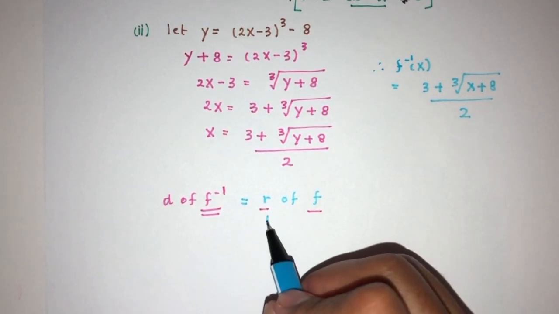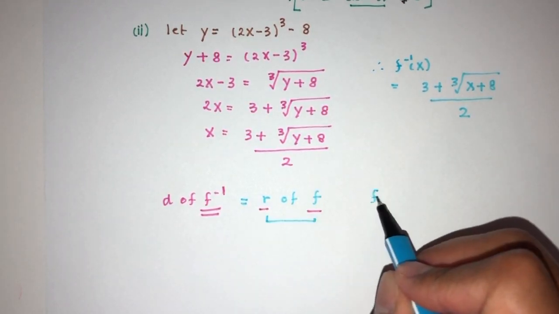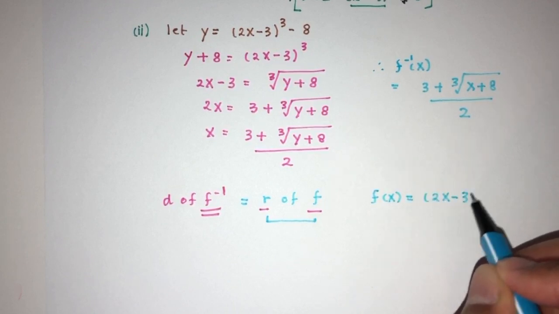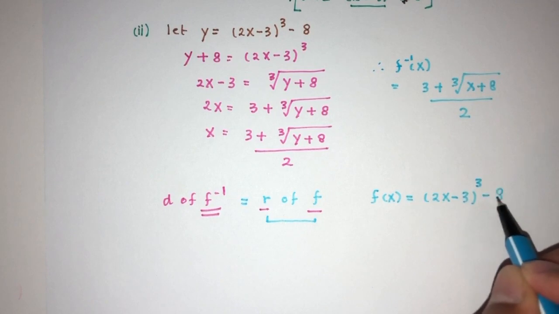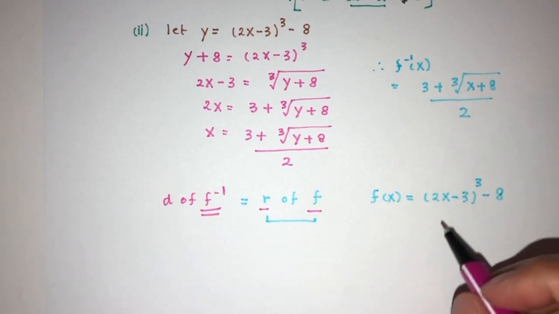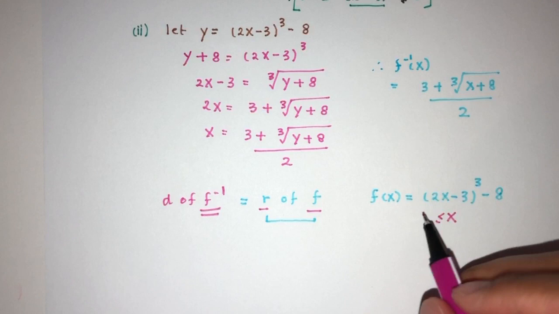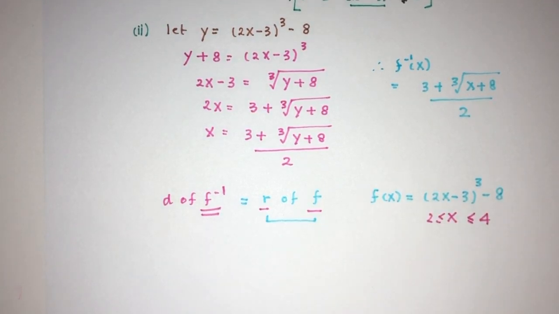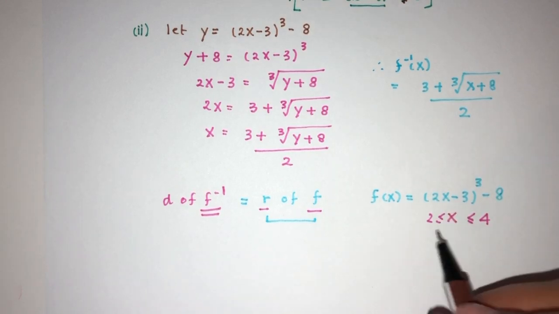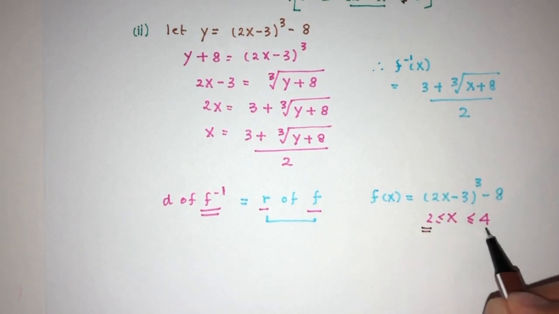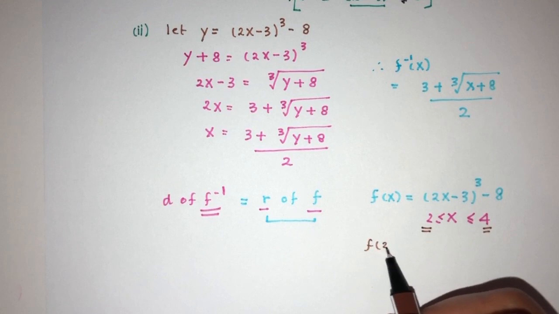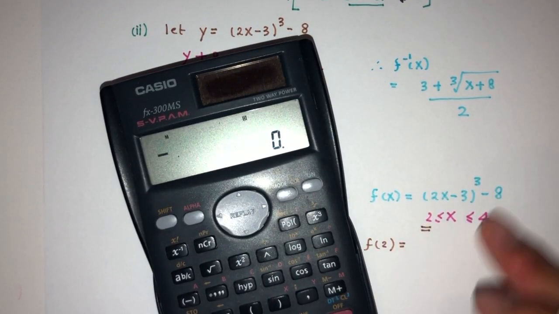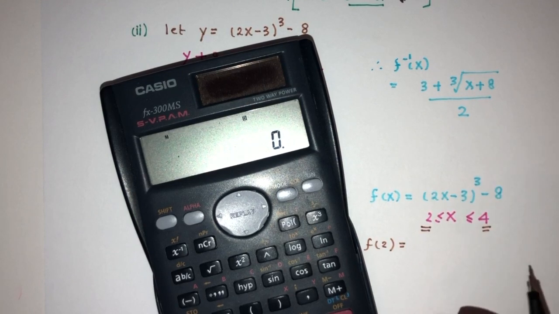How can you find the range of f? We have to look at the equation. So f of x is given by (2x minus 3) to the power 3 minus 8, for values of x between 2 and 4. Now since it is an increasing function, we can first find the minimum value and the maximum value. So f of 2 will be what? 2 times 2 is 4, minus 3 is 1. 1 cubed minus 8 should be minus 7.